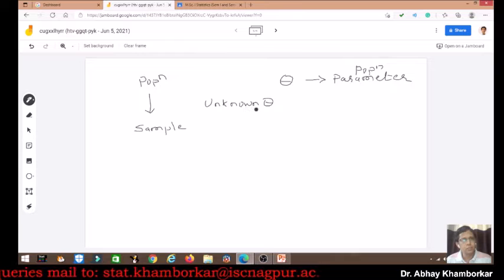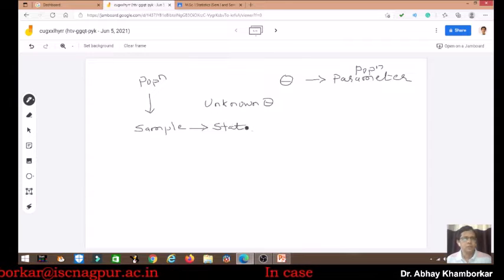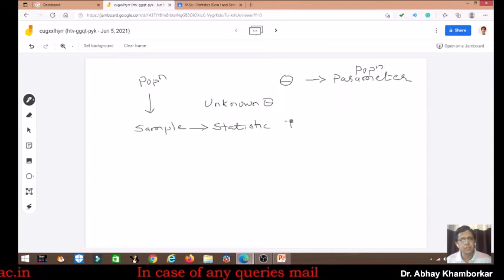Now to estimate this unknown parameter theta, we draw a random sample and use the estimate or the statistic. A statistic is nothing but the constant of this particular sample. If I denote this statistic as a function of the sample x, then the statistic t of x is the function of this sample. We use this statistic t of x to estimate this population parameter. So this is nothing but estimation.